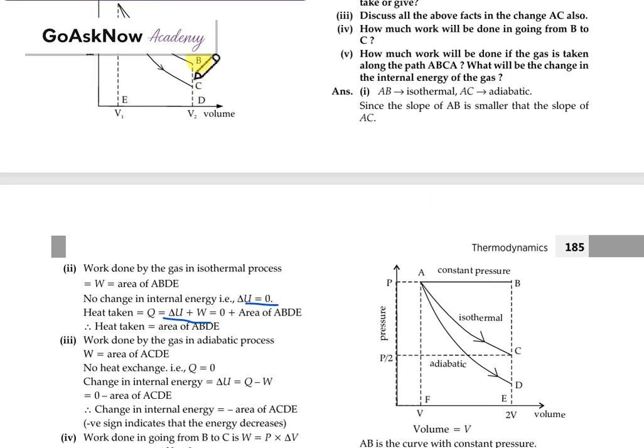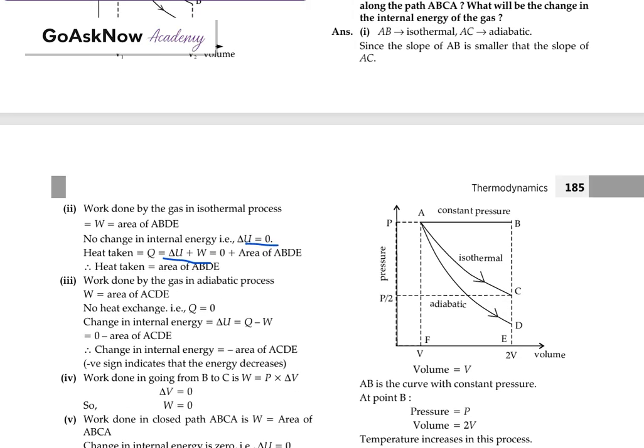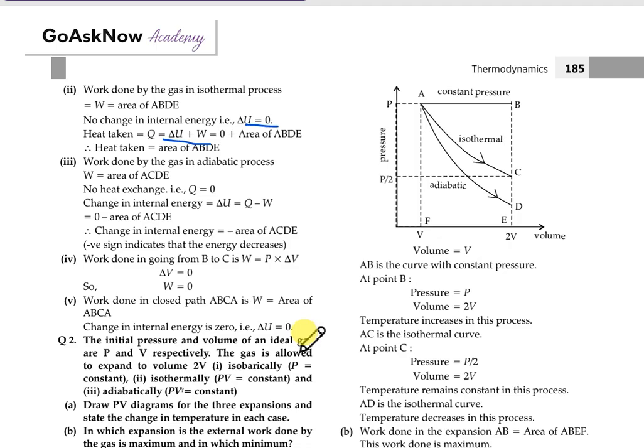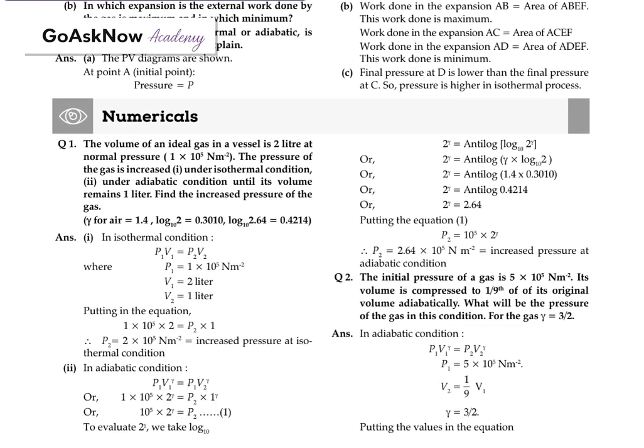Next, work done from B to C is W = P dV. From B to C, it will be pressure times the change in volume. Delta V is 0, so obviously the work done will also be 0. No volume change, then no work. And the work done for the closed path ABCA is equal to the area of ABCA. The change in internal energy is 0, so delta U is equal to 0. So we have answered all 5 questions.